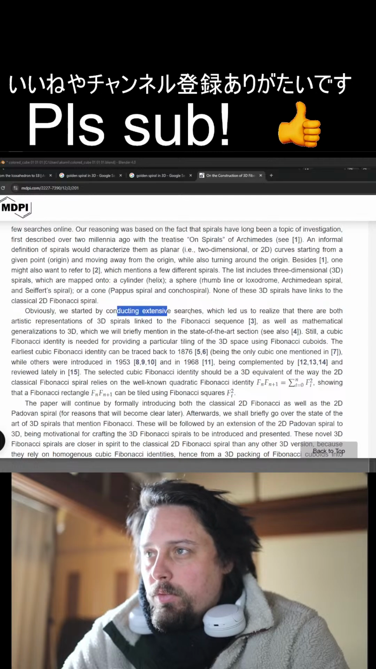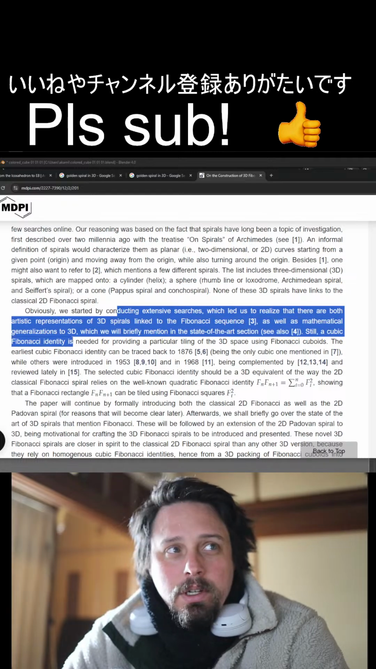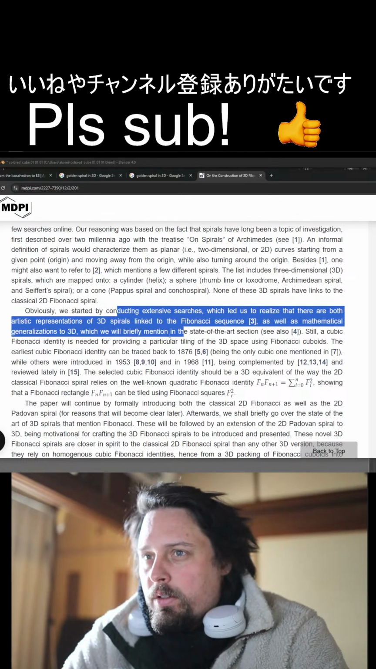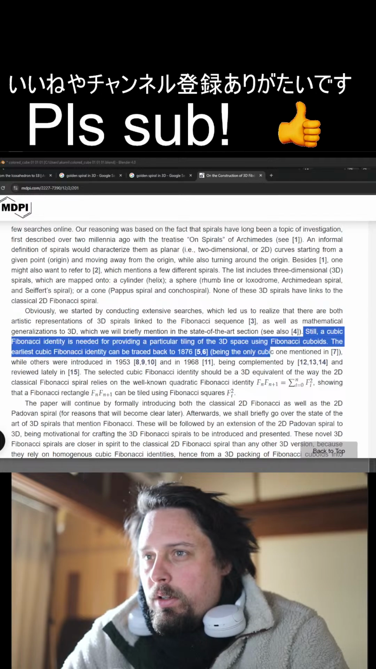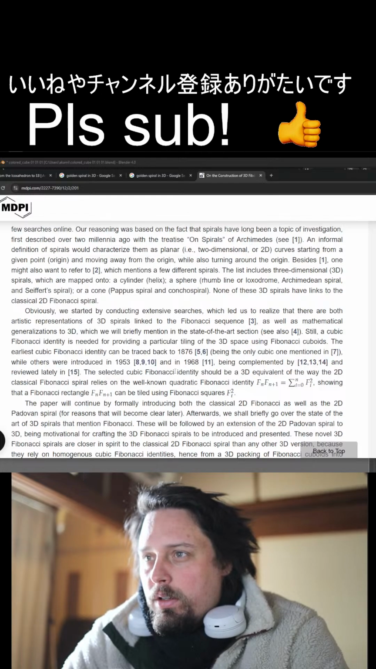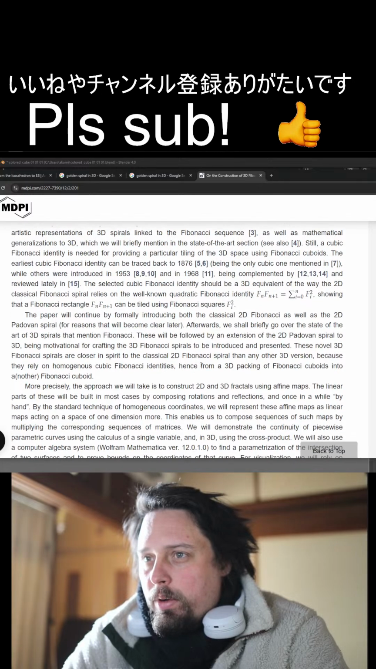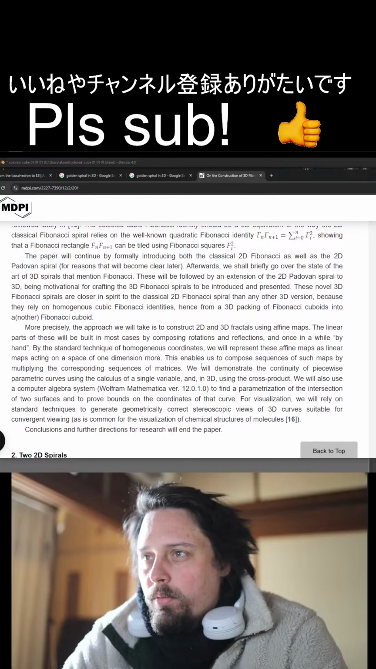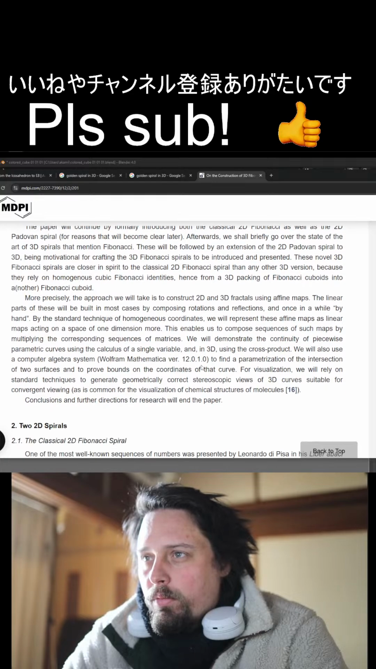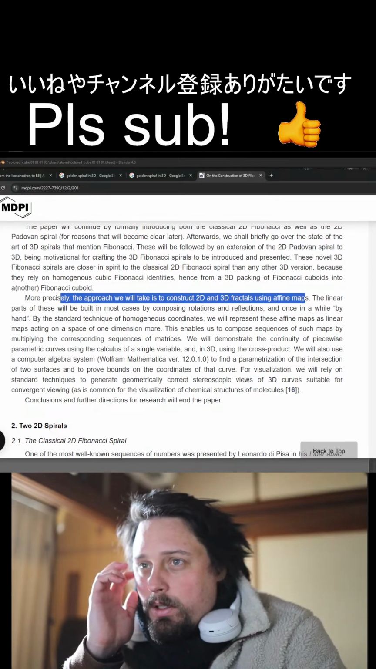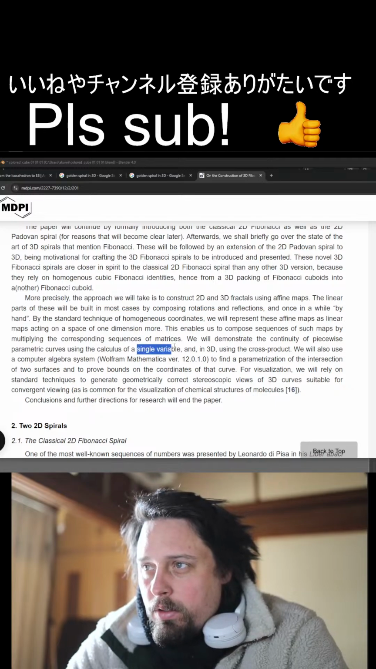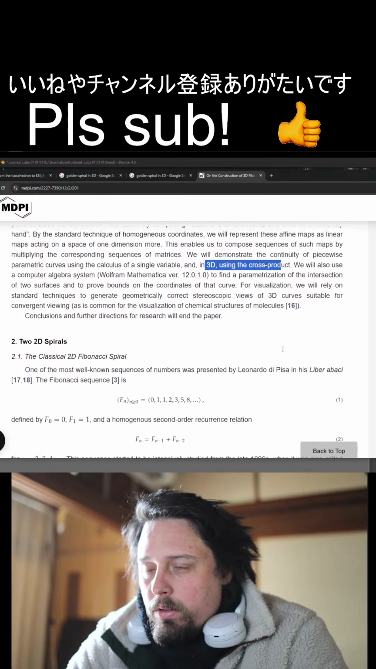Okay. Extensive searches, artistic representations, mathematical generalizations. So it sounds to me like they looked for information and they didn't find it, so they decided to investigate and write a paper. 2D and 3D fractal maps. Yes, good. Matrices, cross products.